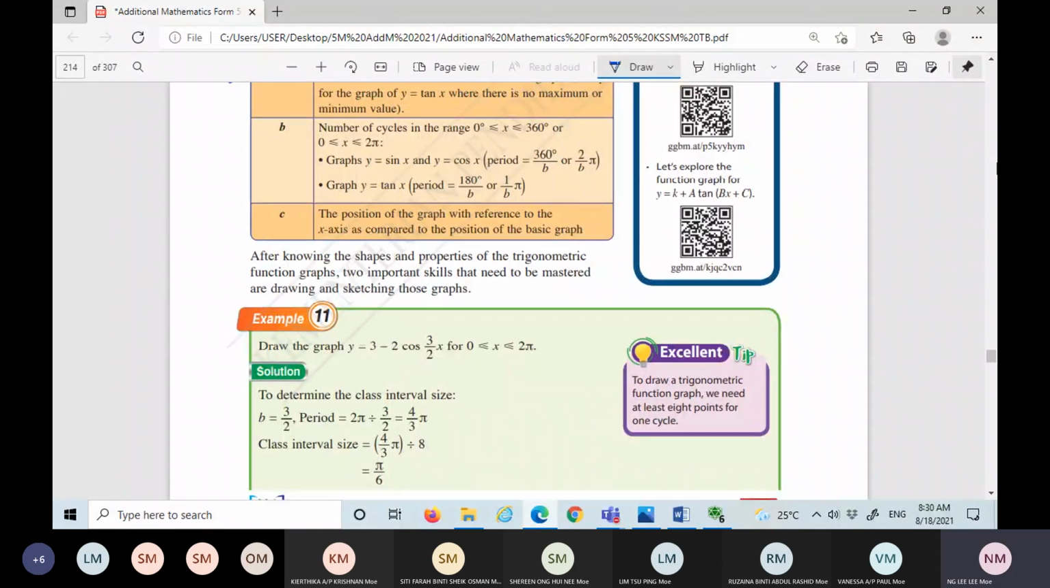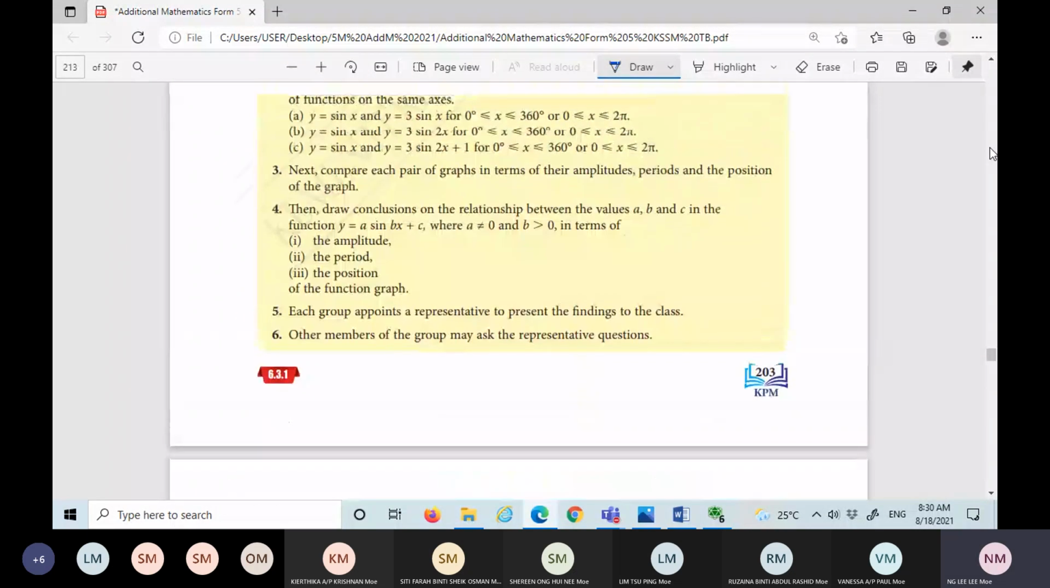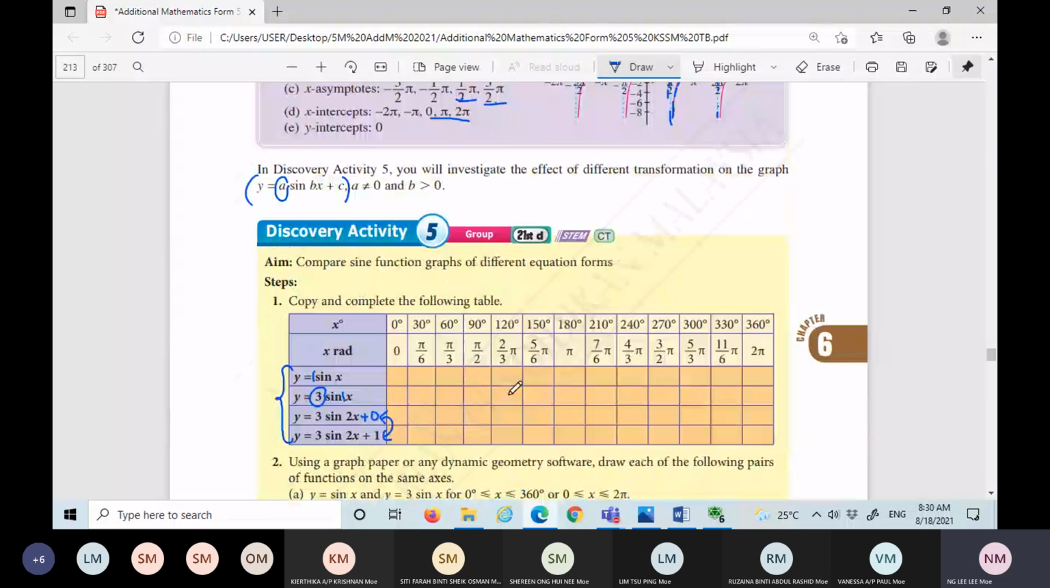Okay, this one you need to know, for example. The question straight away, they give you this. So how do we draw this graph? How do you draw this graph? You will always start with the basic graph.